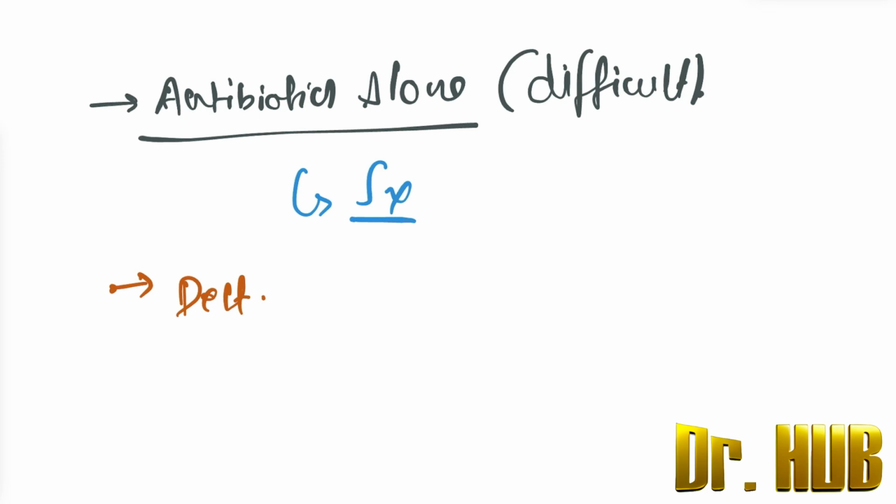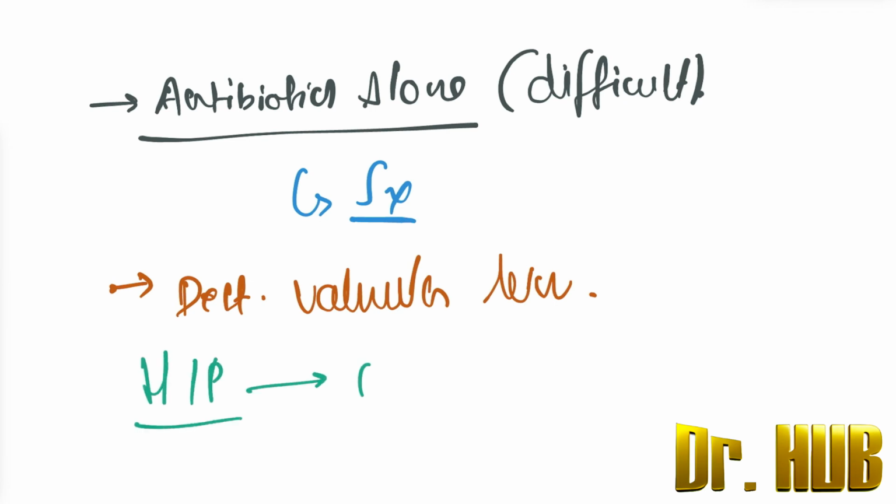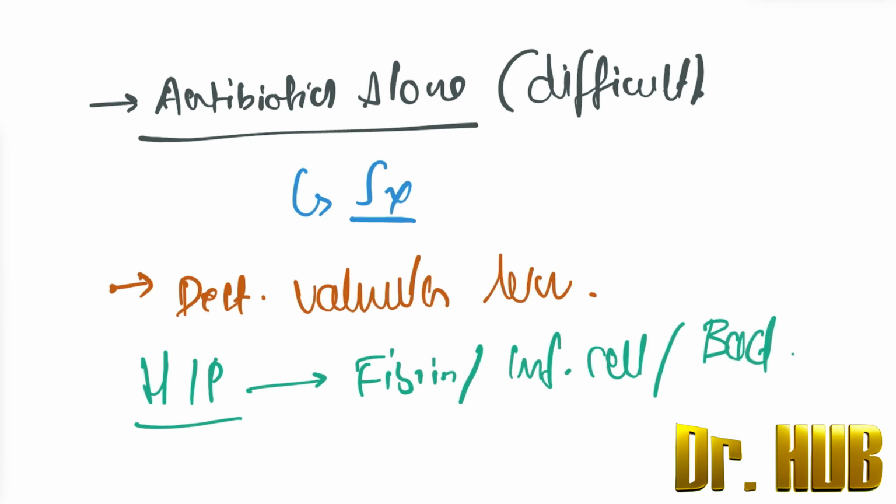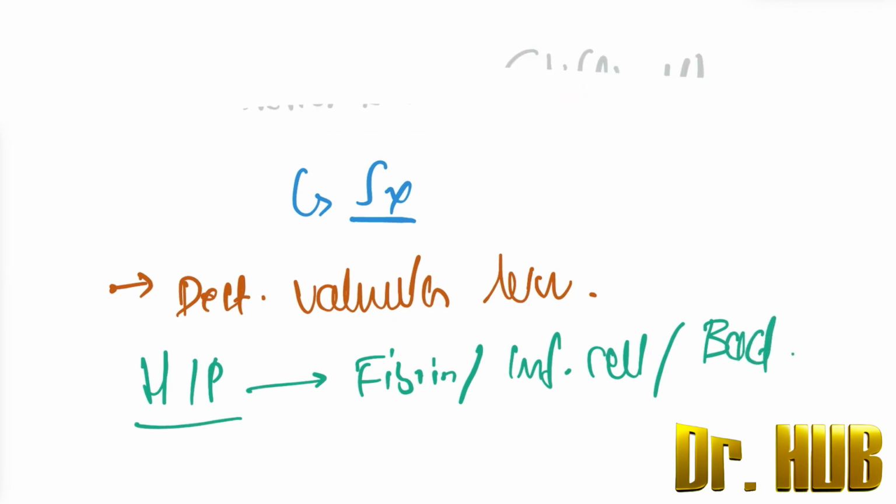In histopathology, there is presence of fibrin. Next, there is presence of inflammatory cells. So fibrin is present, inflammatory cells are present, as well as bacteria. All this is in terms of the acute type.